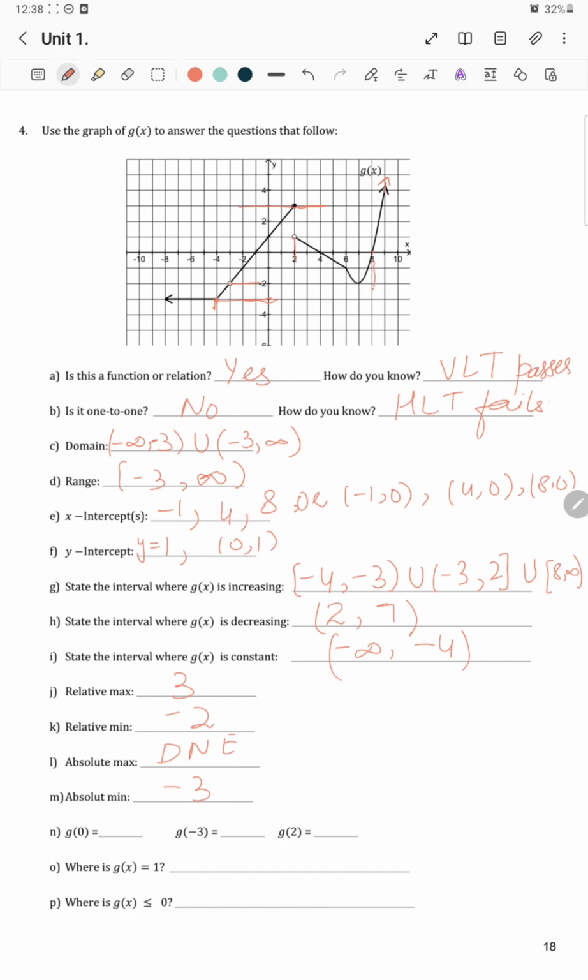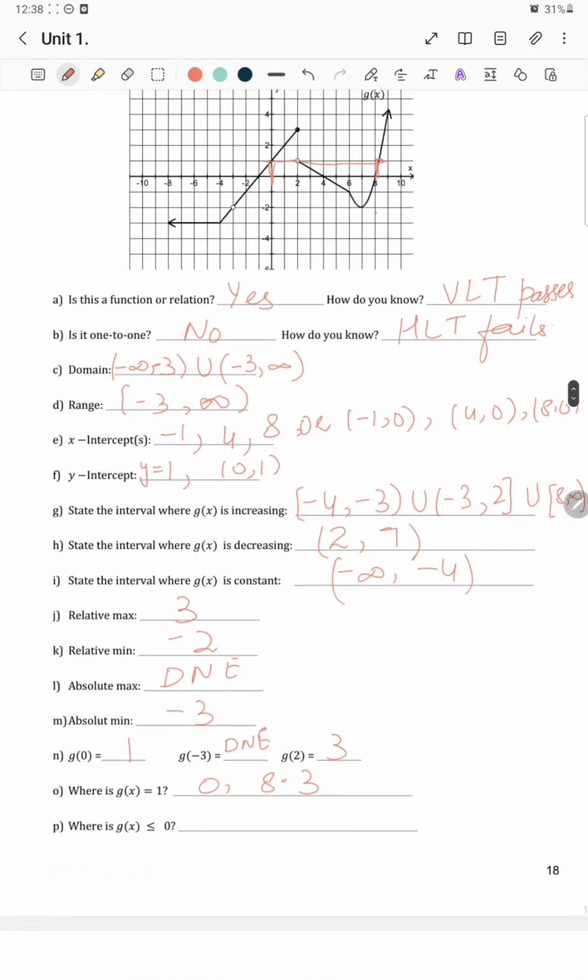G of 0 is 1. G of -3 does not exist. G of 2 is 3. Where g of x is equal to 1: 0 and 8.3.